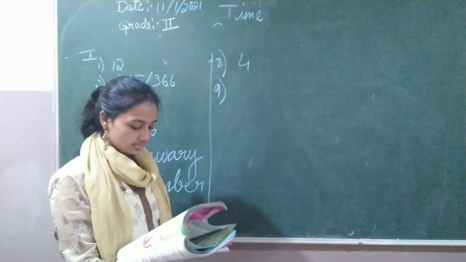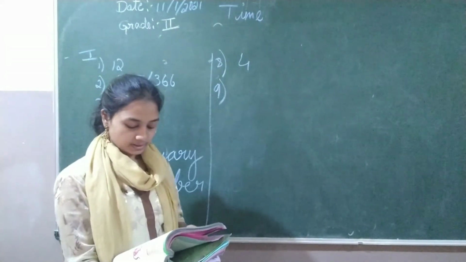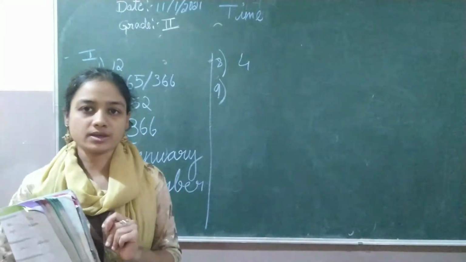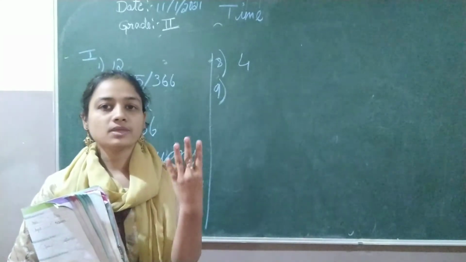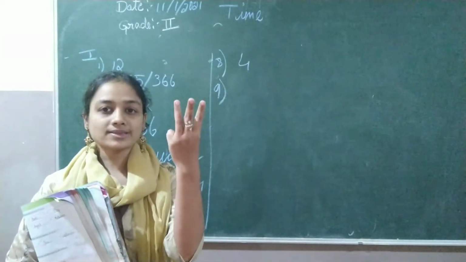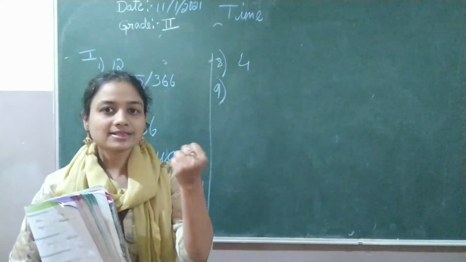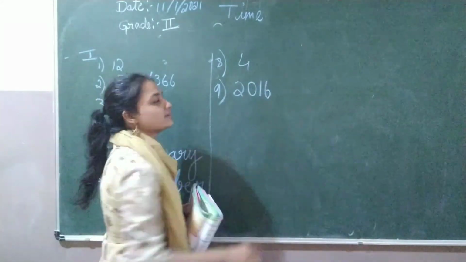9th one, the year 2012 was a leap year. The next leap year would be, so in 2012 it was a leap year. After 4 years you should have a leap year. So let's count. 2013, 2014, 2015, 2016. So in 2016 you will have a leap year.